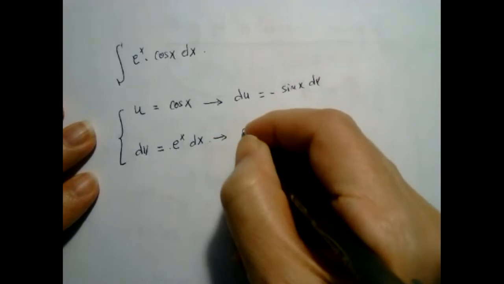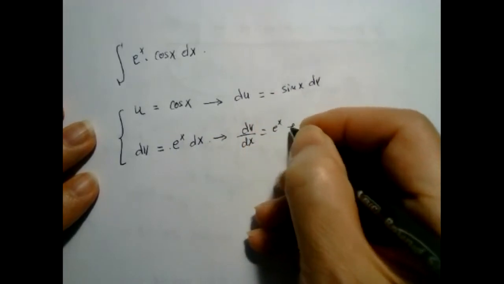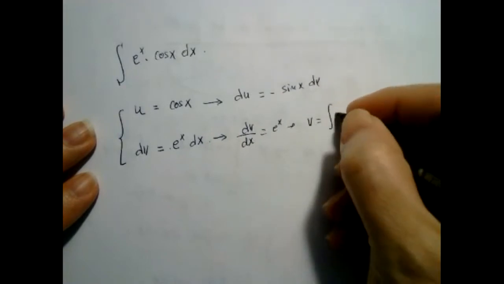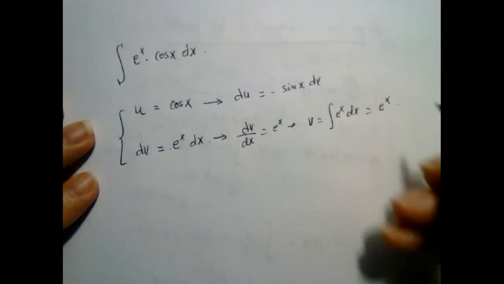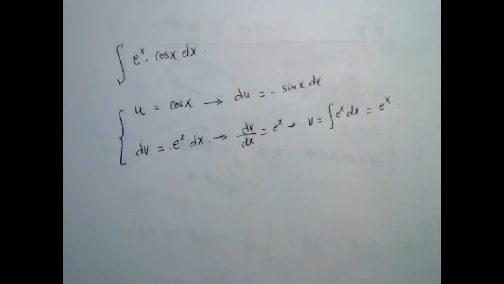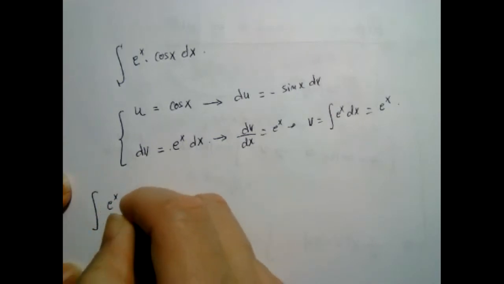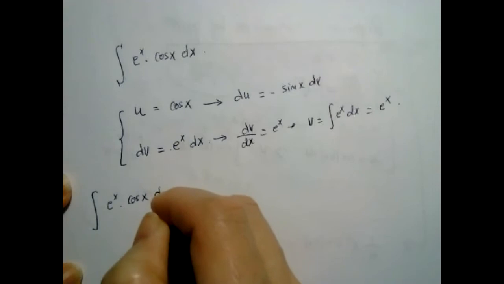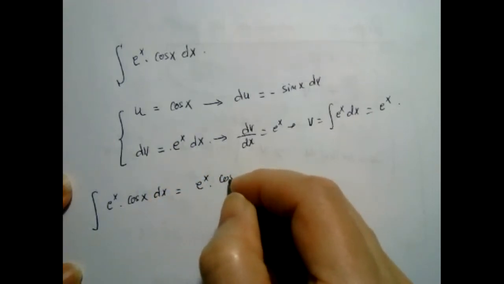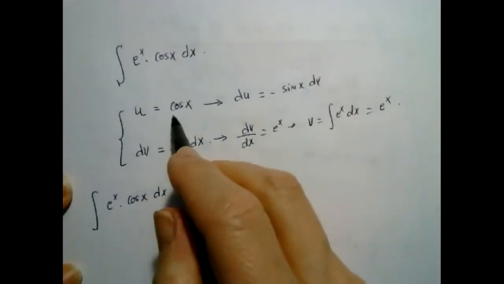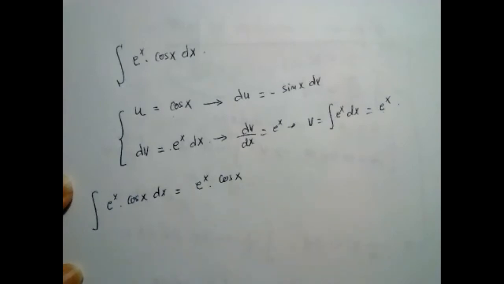If dv is e to the x dx, it means v is the antiderivative, which is e to the x. Okay, so let us see the integral. It becomes what? It's uv. So u is cosine, v is e to the x. So it's cosine x times e to the x, but I prefer to write it e to the x cosine x.